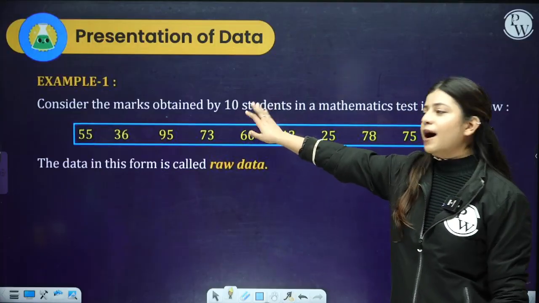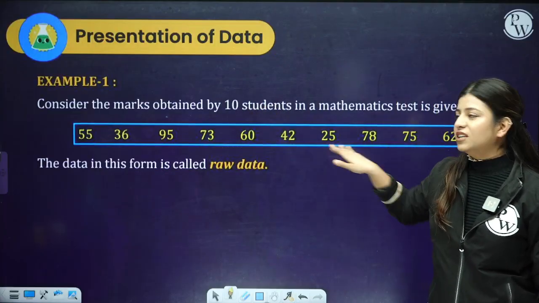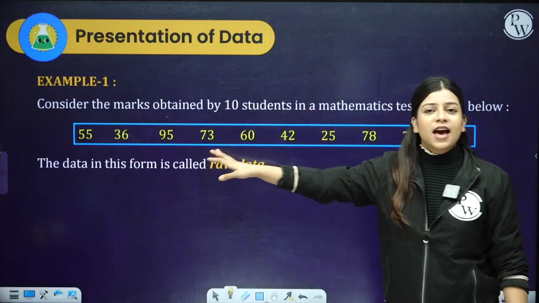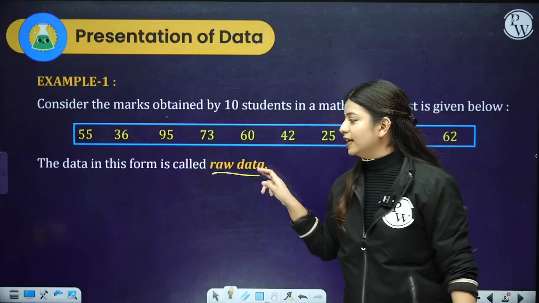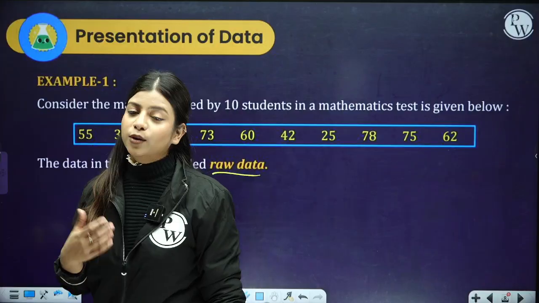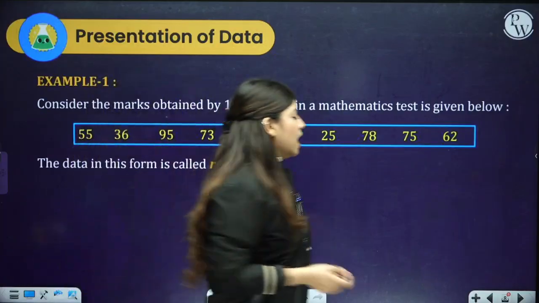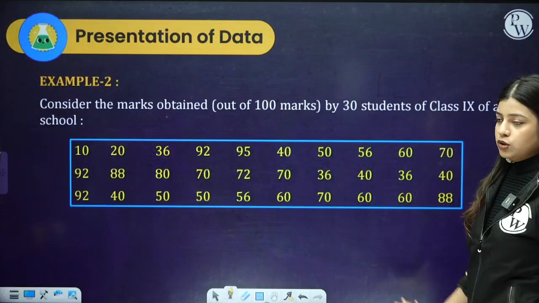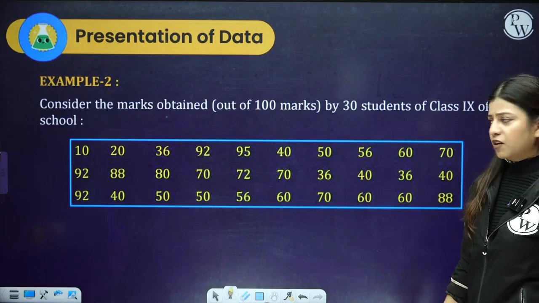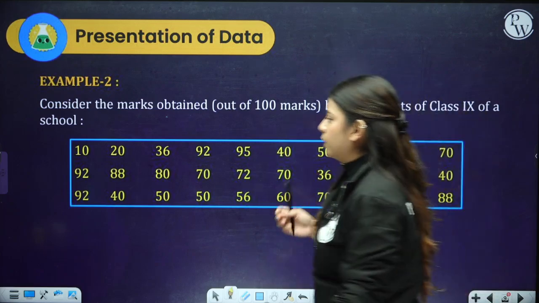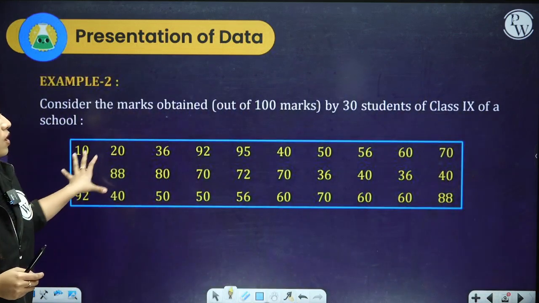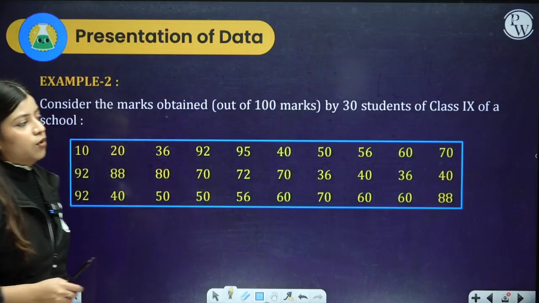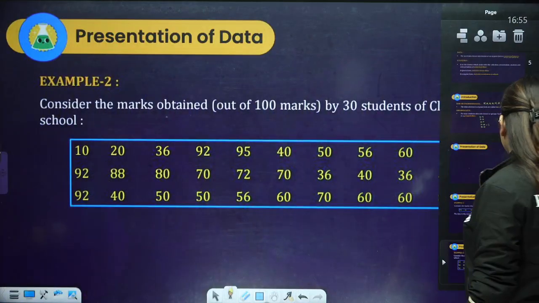Now see, the marks obtained by 10 students are written as they are. There are 10 students who performed in an exam, they got some marks and their marks are written as they are. This is raw data, known as ungrouped data or raw data. Now this is the marks obtained by 30 students, this is also ungrouped data. I can see some of them are securing 10, some are getting 92, but it is very hard to read and understand. This is also raw data.